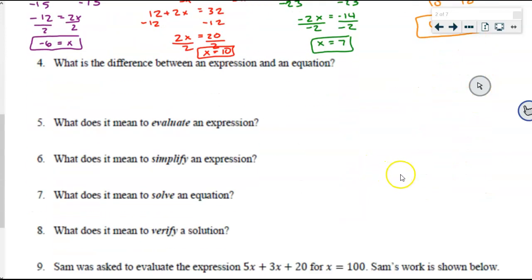Okay, let's discuss, please, as a whole class. What's the difference between an expression and an equation? Hopefully we learned from our mistakes on our last test. What is the difference between an expression and an equation? Charlie?